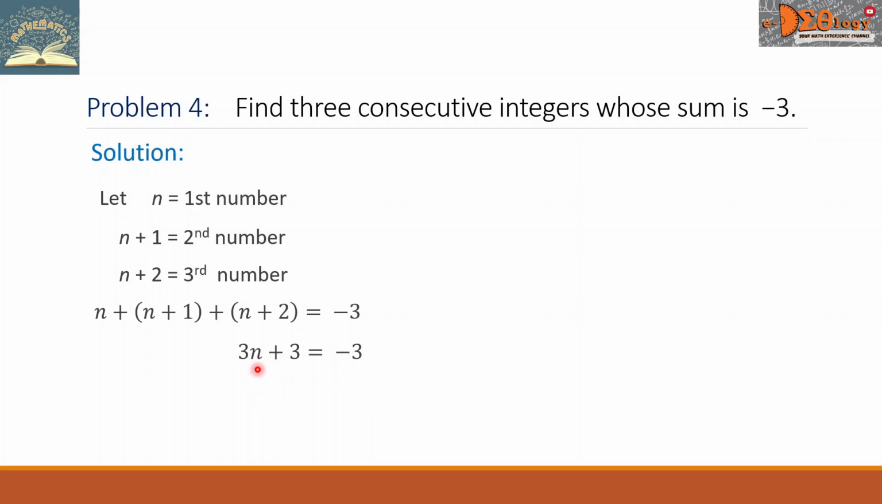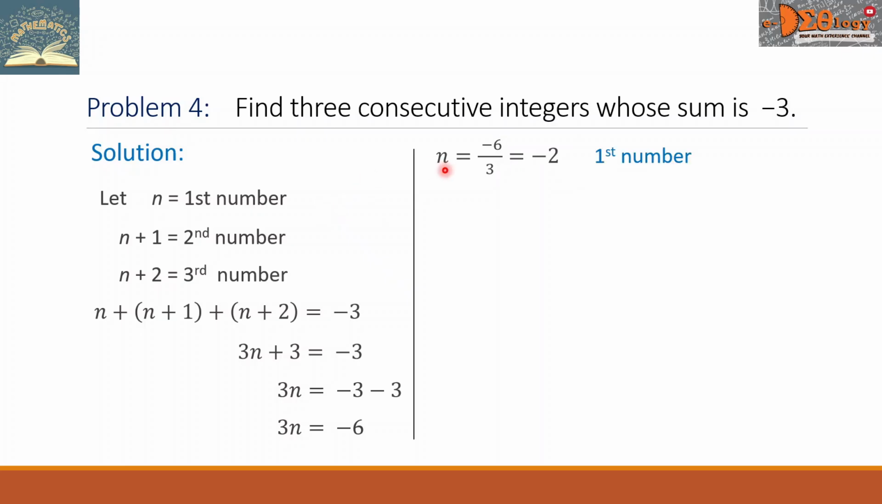Let us now solve for n. This positive 3 we transpose to the right, becomes negative 3. And the right side becomes negative 6. When we solve for n, we have now negative 6 divided by 3. And the quotient is negative 2. In the beginning, we said that n is the first number. And the value now is negative 2.